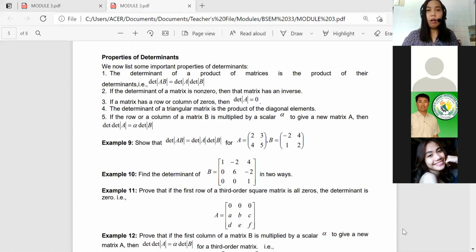Find the determinant of B in 2 ways. For this, you can use expansion, so let's use expansion, because that's what we used earlier. Though you could also do it another way, class, since there are two 0s. Okay, let's do number 10.